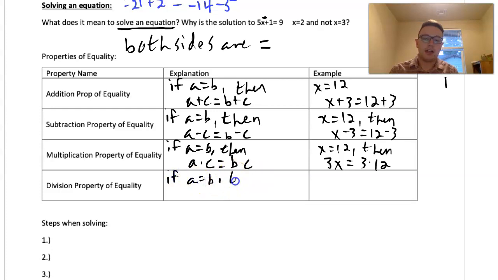Division property is the only one that's slightly different here. If we have two numbers that are equal, then we can divide by the same thing and they'll stay equal. But c cannot be equal to 0 because we can't divide by 0. That's really the only tricky part for this one. So if x is equal to 12, then saying something like x divided by 4 will be the same thing as dividing 12 by 4.